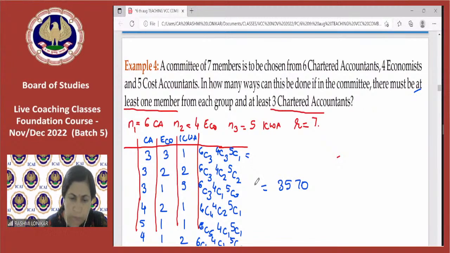What about 4? When I have 4 CAs, then I can have 1 economist and 2 cost accountants. I have 4 CAs, 1 cost accountant and 2 economists. And the last is when I have 5 CAs, I will have 1 each of cost accountant as well as economist. Okay. You just have to try to understand this.